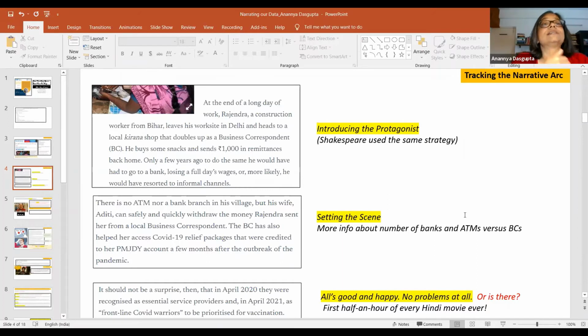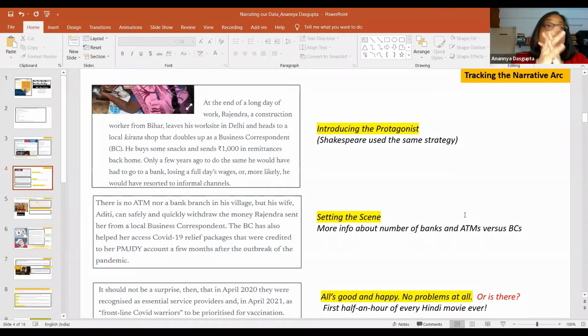And Shakespeare used this tool all the time to set up the scenery. In fact, the next paragraph sets up the scenery a little bit more, right? So you introduce the protagonist, you set up the scenery. There is no ATM nor bank branch in his village, but his wife Aditi can safely and quickly withdraw the money Rajendra sent her from a local business correspondent. The BC also has helped her access COVID-19 relief packages that were credited to her PMJDY account a few months ago after the outbreak of the pandemic.